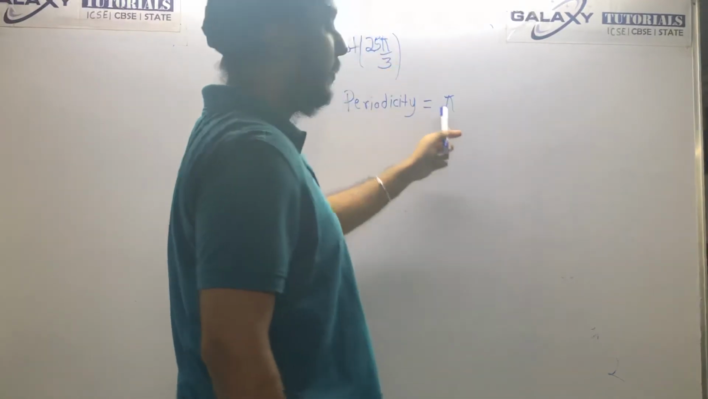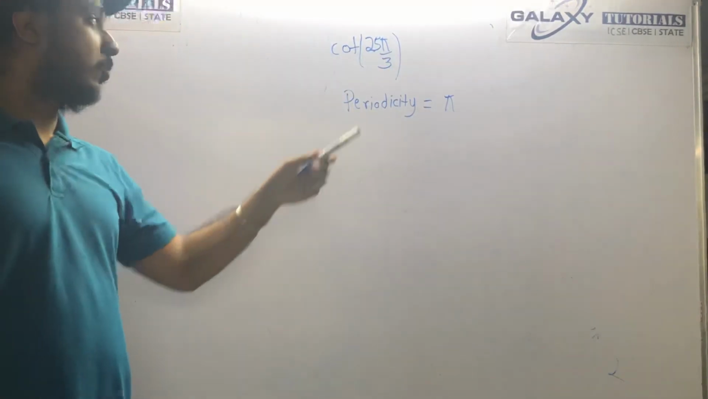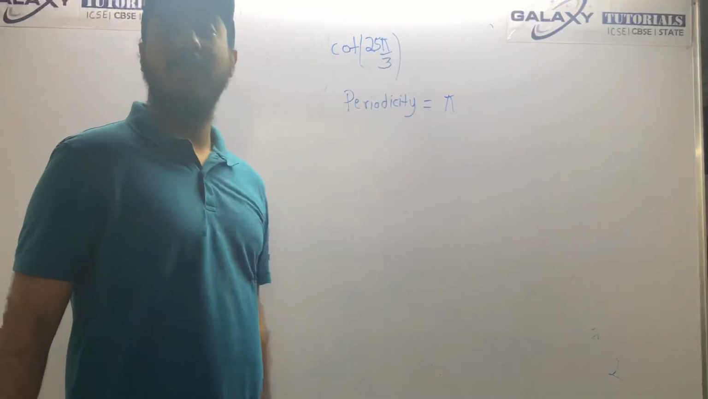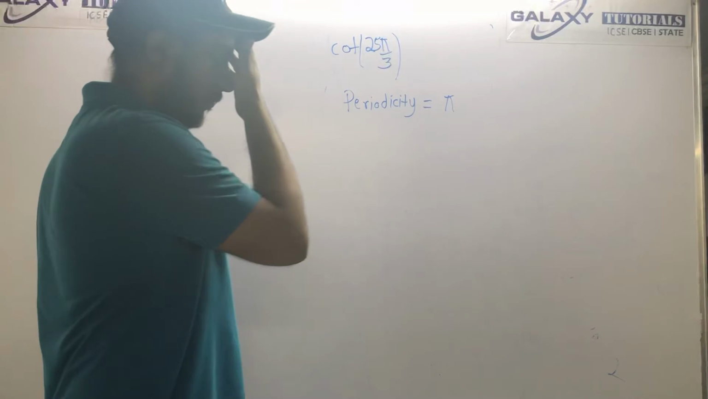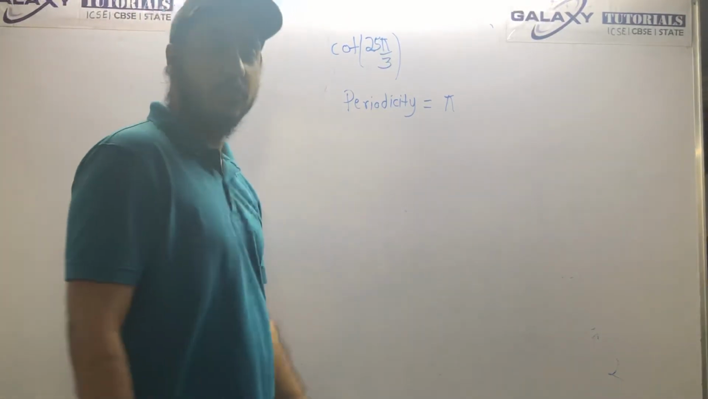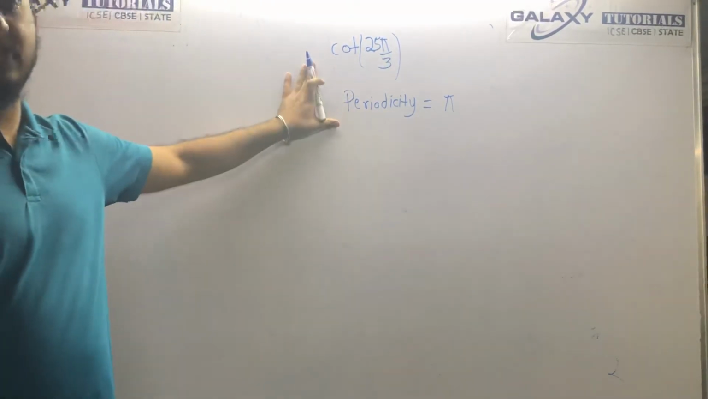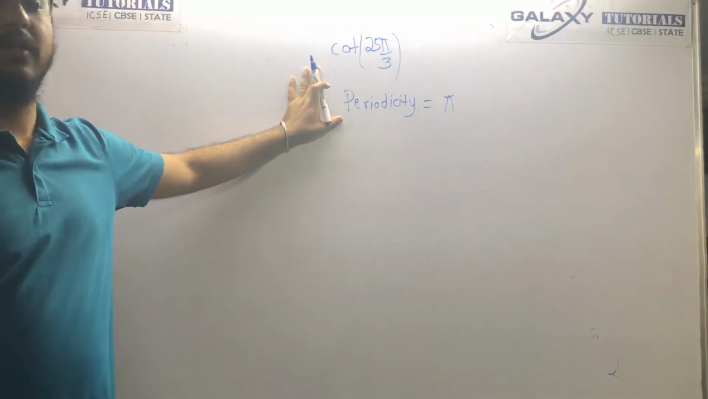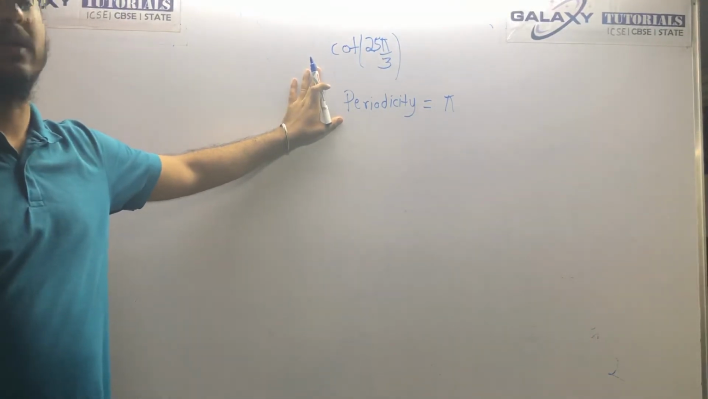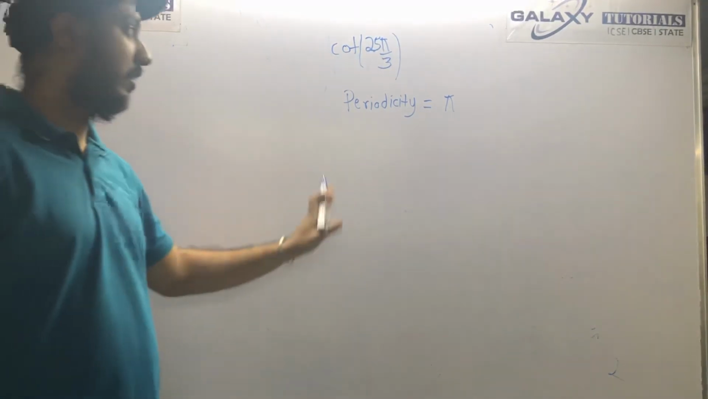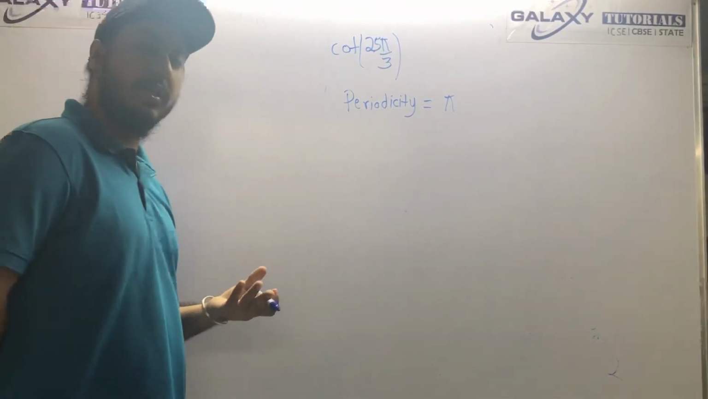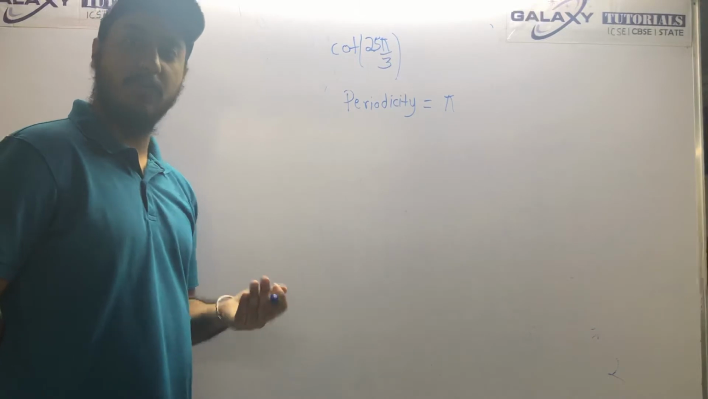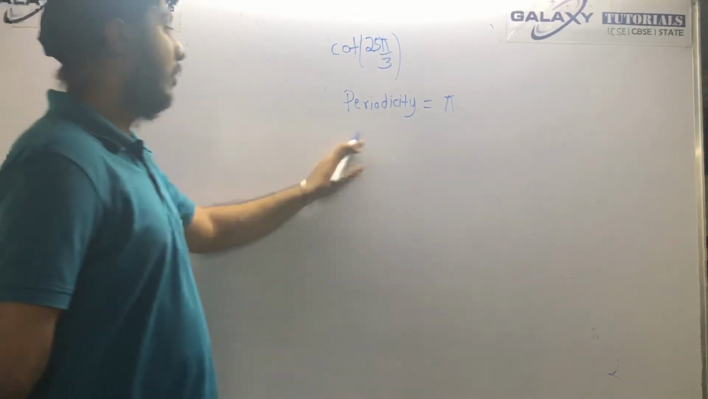Pi. It is only pi, not 2 pi. So I will split it into multiples of pi. See how useful this concept of periodicity is, which I told you earlier when I showed you the range and domain of trigonometric functions. So the periodicity, range, domain and graph should be on your fingertips. Periodicity is equal to pi.